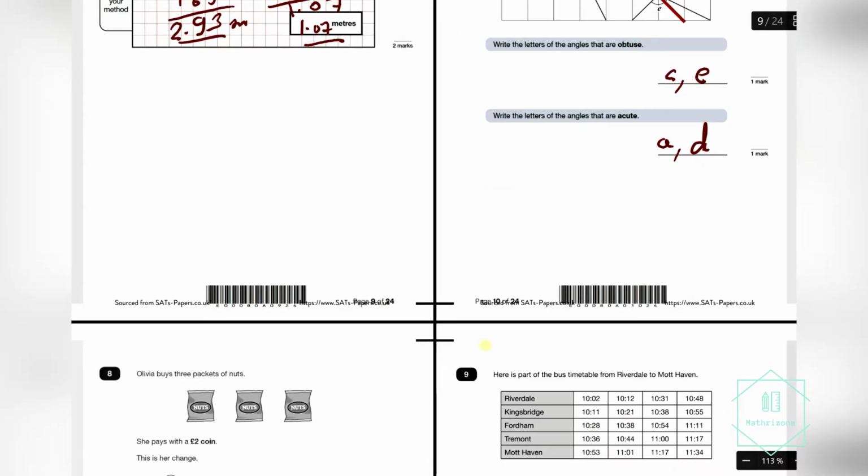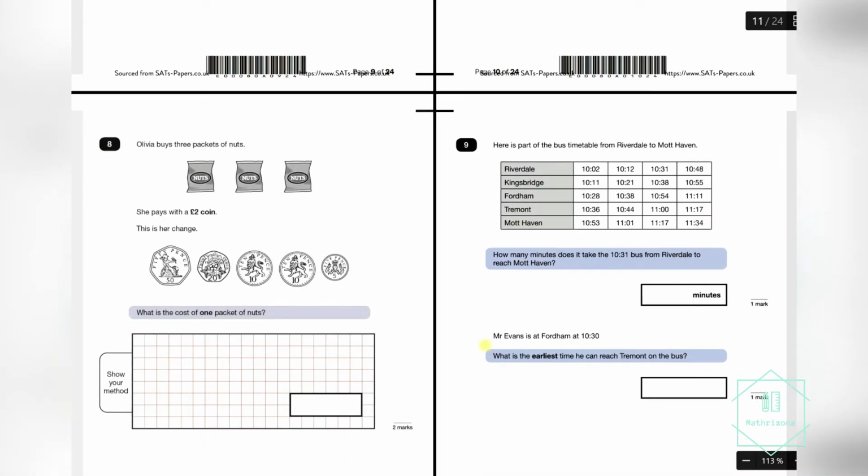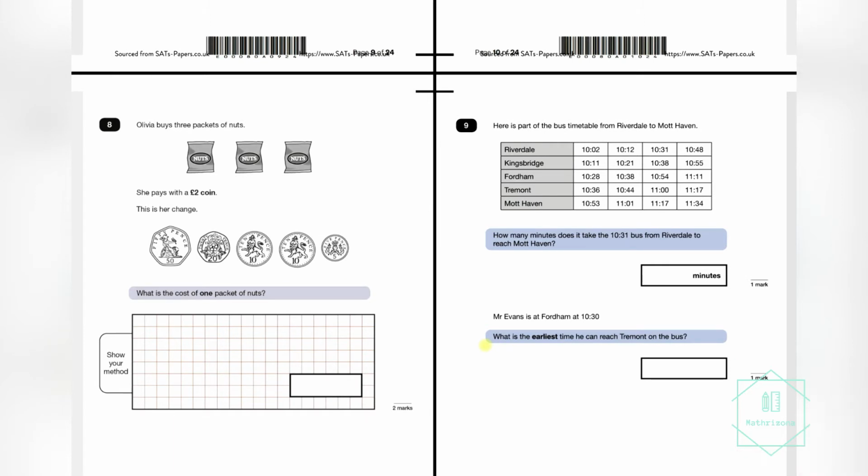Okay, going to the next question. Olivia buys 3 packs of nuts. She pays with a 2 pound coin. This is her change. What is the cost of one packet of nuts?